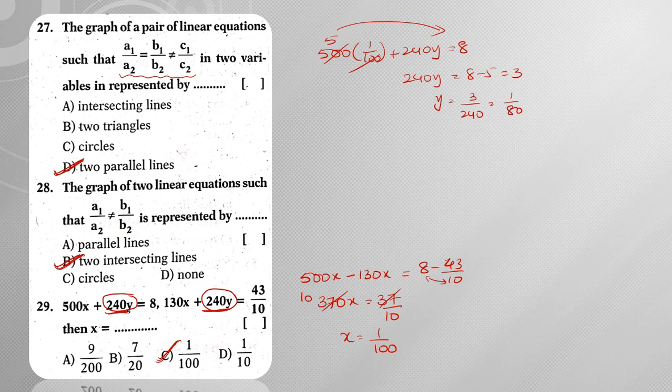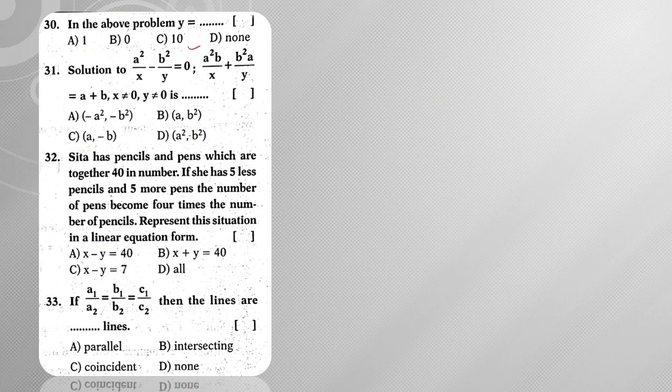So 8 minus 5 is 3. So 3 by 240. 3 8s are 24. So y is 1 by 80. But in the options, 1 by 80 is not given. Hence the answer is none.